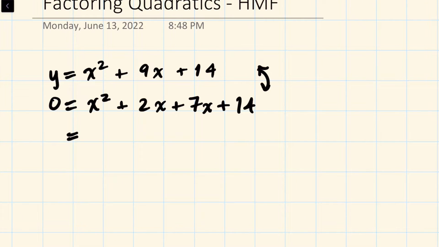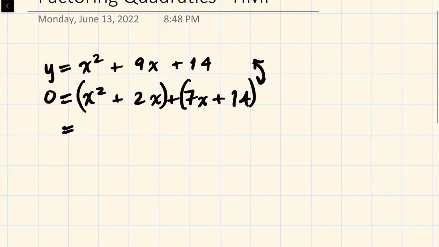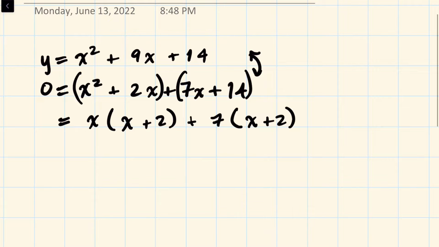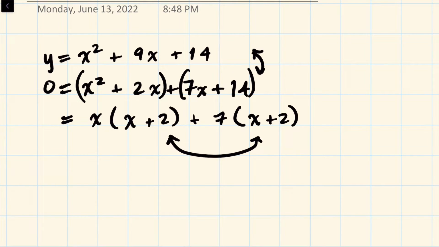So let's simplify this here. We're gonna group these up actually to this x squared plus 2x, and then this 7x plus 14, right? So it's usually going to be the first two grouped and the second two grouped. So we are going to factor out an x from this first set of brackets here. So it becomes x times x plus 2. And then from here we can factor out a 7. And that's x plus 2. Notice that when you factor, you'll have two of the same things in the parentheses here. So you can actually factor that out from the whole equation now.